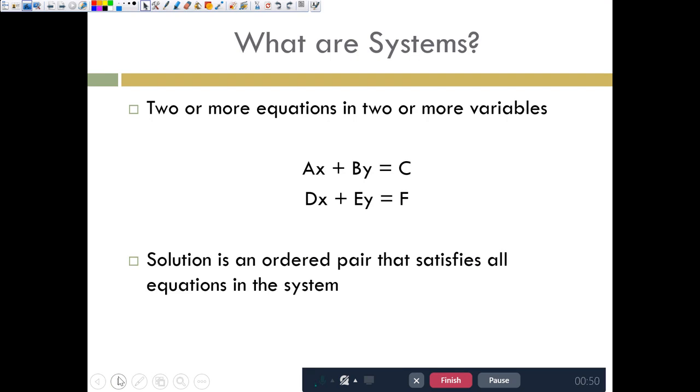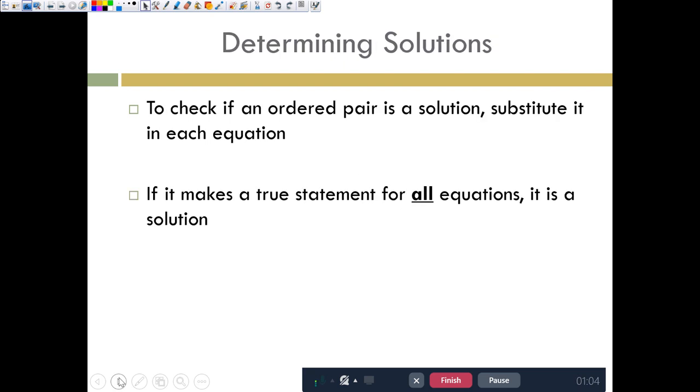So our answer is going to be an ordered pair, and it has to be able to be substituted into the equations, and it satisfies that equation for both, okay? So that's what it says on the next slide. It says determining solutions. You check if the ordered pair is a solution by substituting it into each equation. If it doesn't work in each equation, then it is not a solution to the system.